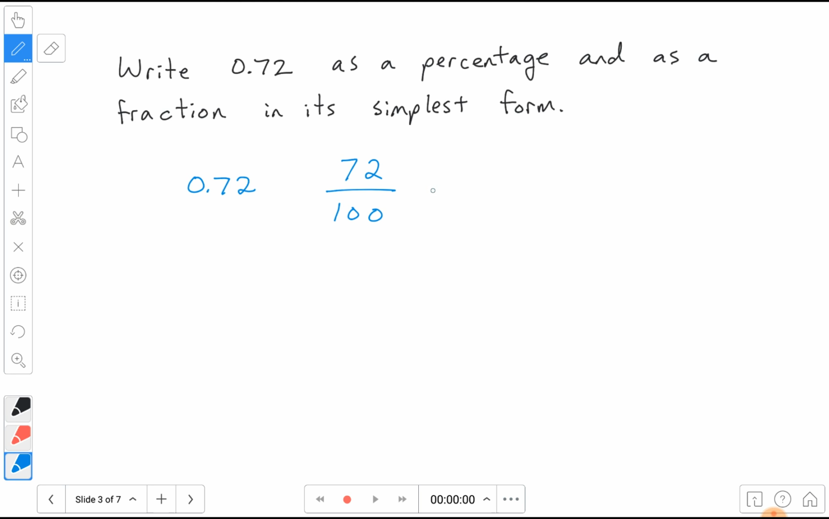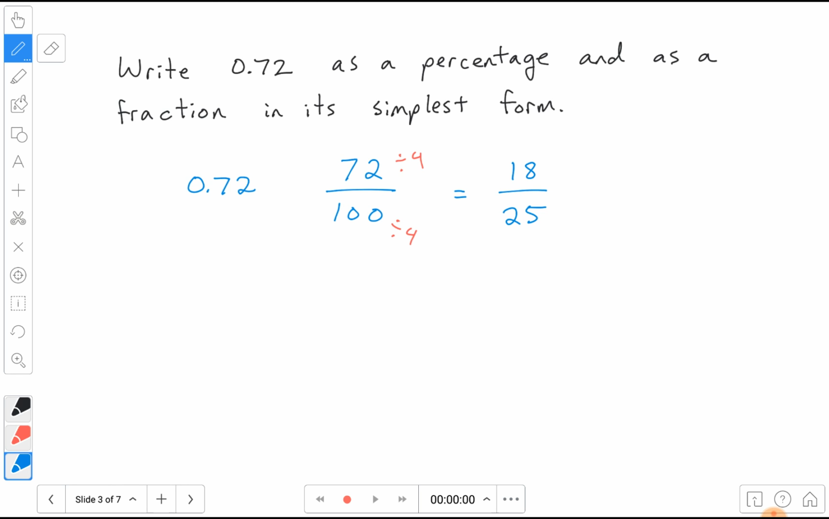And if we want to write that in its simplest form, we need to divide these by a common amount, and that is going to be 4. 72 divided by 4, 100 divided by 4. That gives us 18 over 25. So 0.72 can be rewritten as 18 over 25 as a fraction.